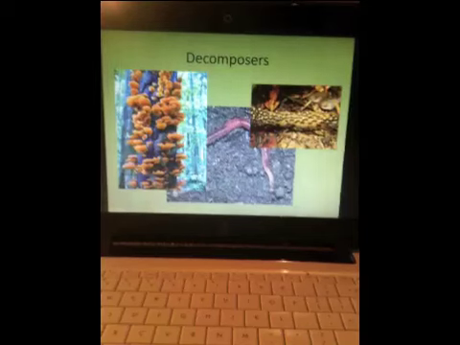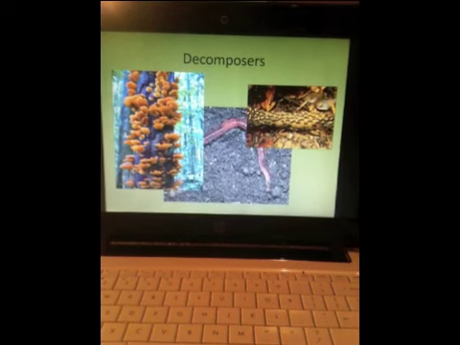For example, to decompose a log, you would have termites eating it. So, eventually, there wouldn't be any fallen branches on the ground to rot, or any organic litter. So, as you can see, the decomposers are very important. Some examples of decomposers are earthworms, fungi, and termites.